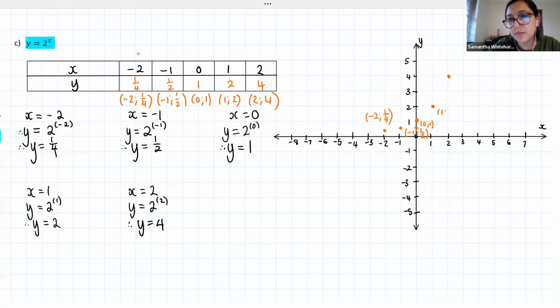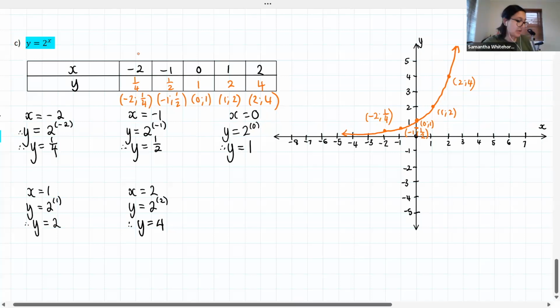Now again, hopefully we see that this is definitely not forming a straight line. It's forming a sort of curve. It's going up. So again, because it's not a straight line, we don't use a ruler. We now go and draw this curved, sort of J-looking shape.